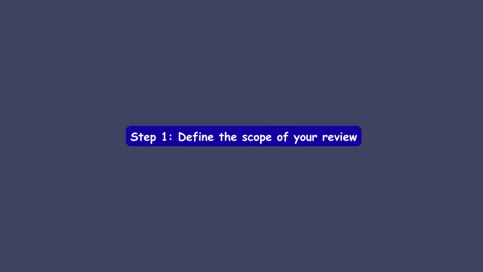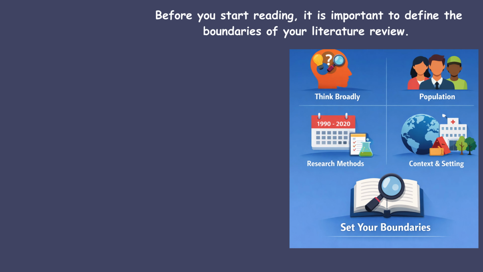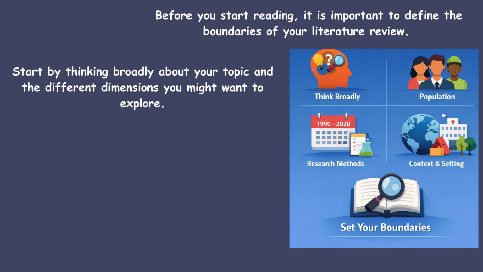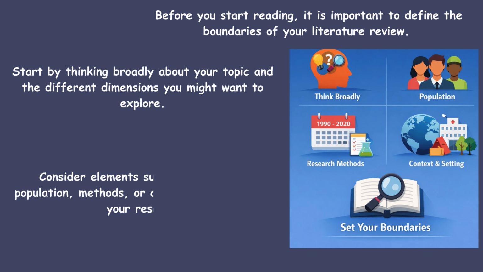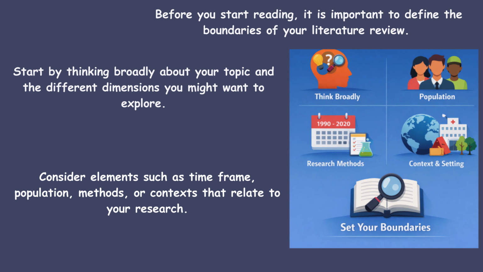Step 1. Define the scope of your review before you start reading. It is important to define the boundaries of your literature review. Start by thinking broadly about your topic and the different dimensions you might want to explore. Consider elements such as time frame, population, methods, or contexts that relate to your research.